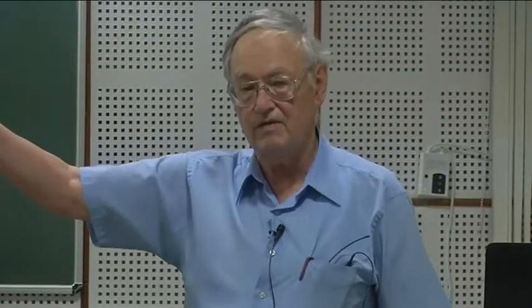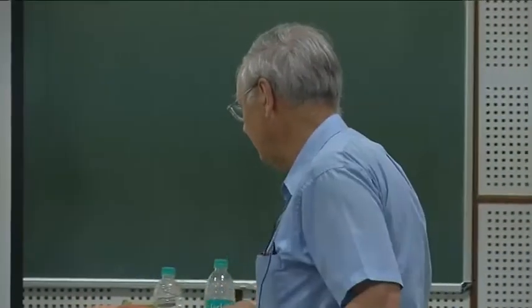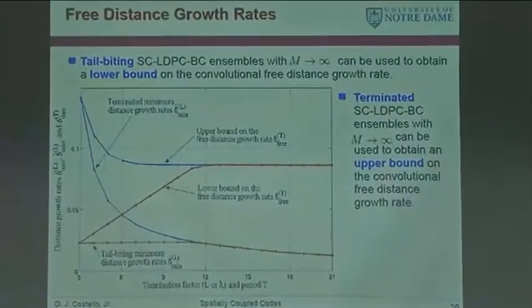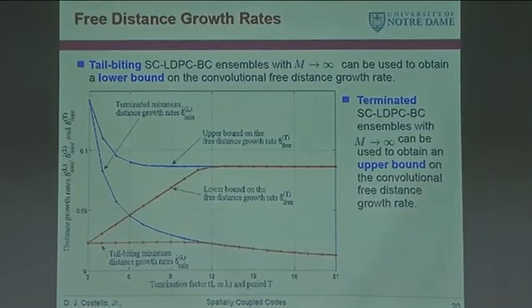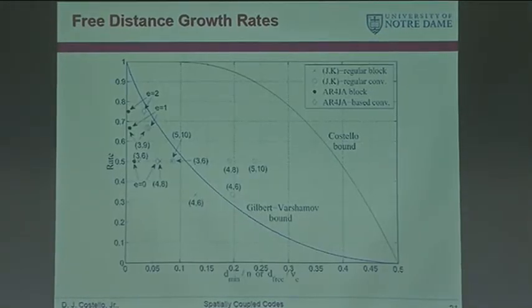Those two results, one gives a lower bound, one gives an upper bound on the free distance of the associated convolutional code ensemble that these block code ensembles were derived from. And these lower bounds and upper bounds meet, at least if the ensembles are periodically time varying with a large enough period. So this gets us back to this picture, which I showed earlier, where we have the two convolutional code free distance growth rates for 3,6 and 4,8.